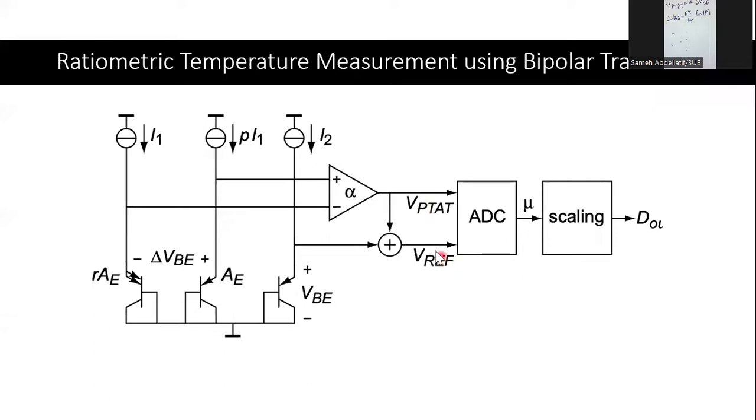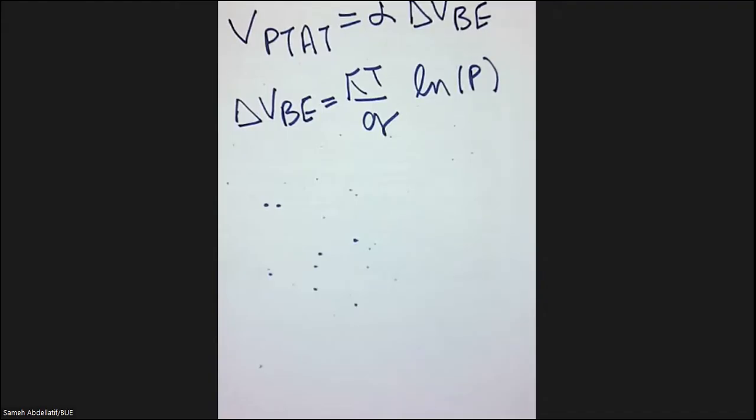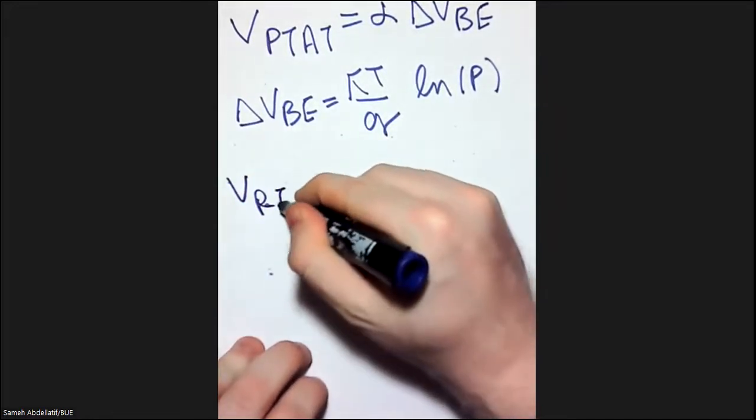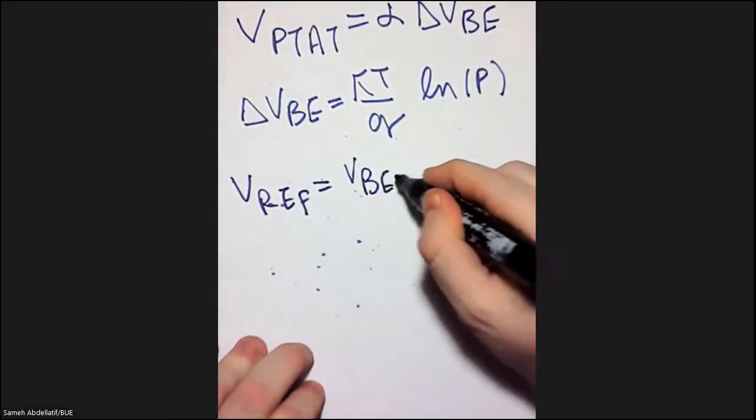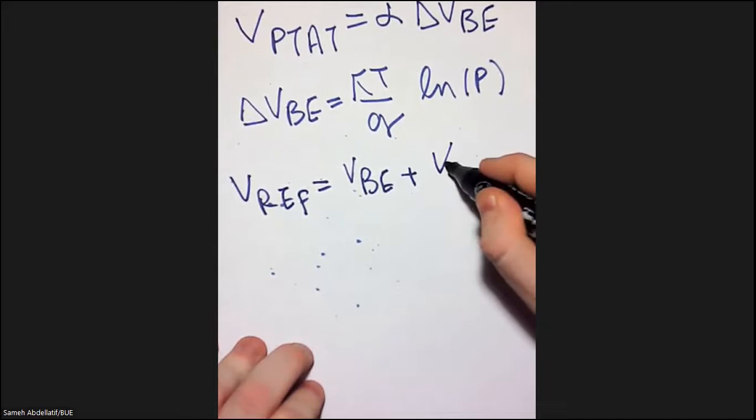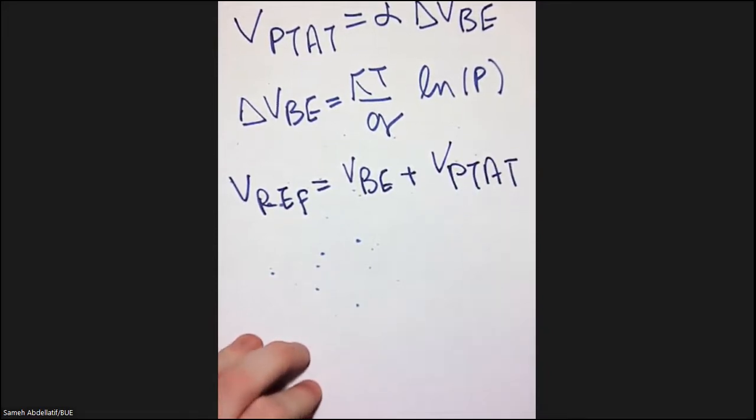So if you return here, V reference equals what? Equal to this new VBE. Let's call it here VBE. So we have VBE1, VBE2, and VBE here. So this is VBE plus V absolute. Okay, so let's write this equation. So this V reference equals VBE plus V absolute. Exactly.